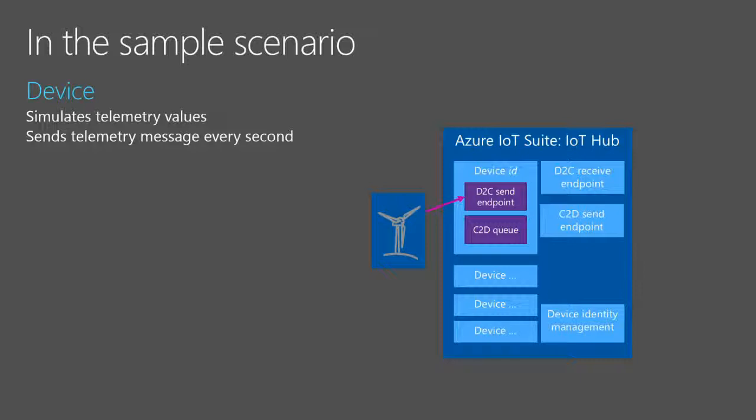In the sample scenario, what we did was actually very simple. The simulator was simulating all the parameters, output power, torque, wind speed, etc. And it was sending every second a telemetry message through the cloud to the device-to-cloud send endpoint.